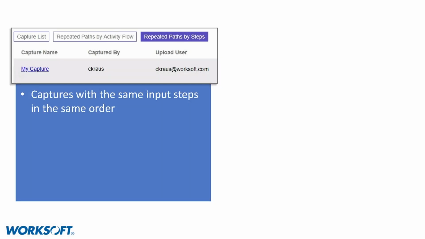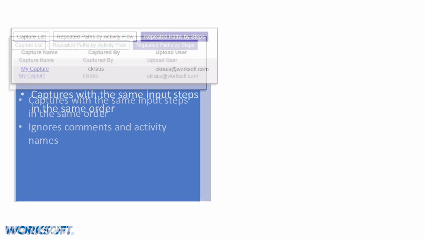Hello. In this short video, we'll look at Analyze and determine the differences between repeated paths by activity flow and repeated paths by steps. The simplest to start with is repeated paths by steps. When you do a capture, you get a series of steps. They can be named activities, they can be comments, or they can be input fields.